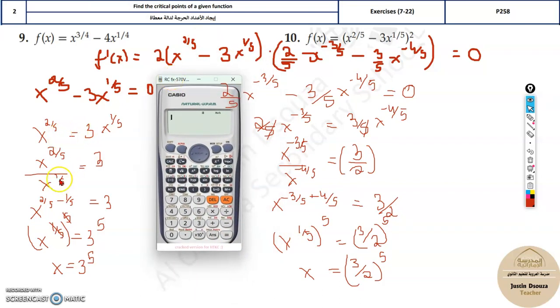So I think so simply, let's try this one. Alpha x to the power 2 by 5, that is equal to 3 alpha, sorry, I need to take this out. Now equals to 3 alpha x to the power 1 by 5. Now let's shift and solve.